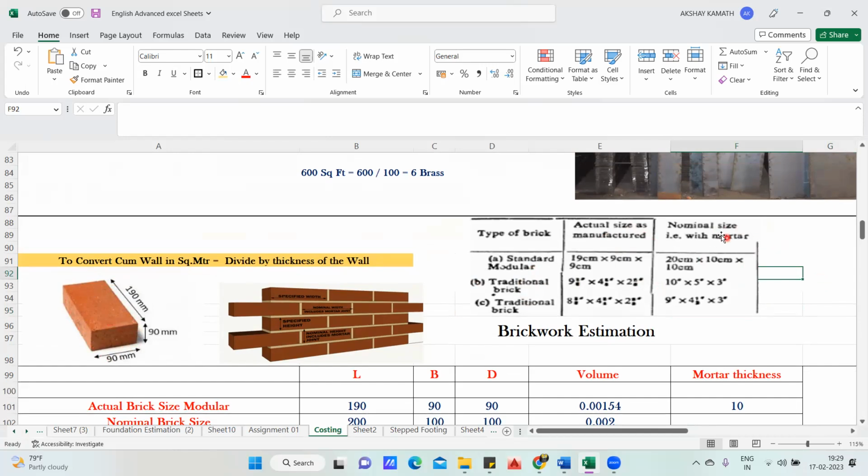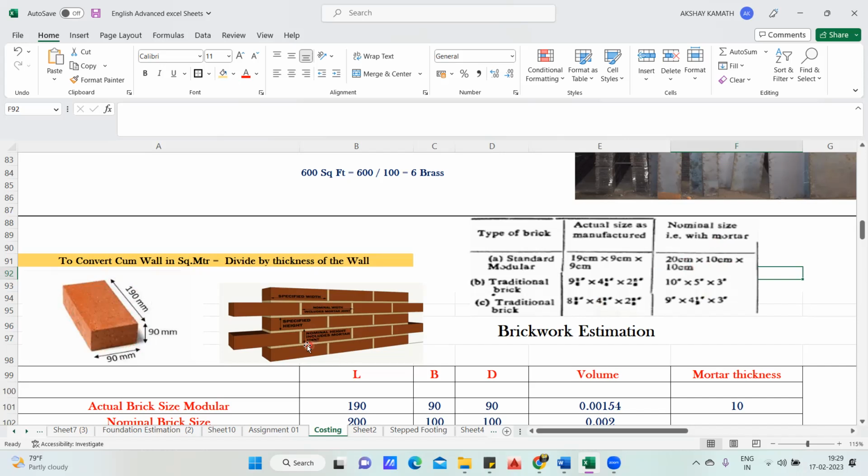And there is another called the nominal size, that is with mortar. Whenever you place the brick, you add mortar into that, right? You can see the mortar here. So when you place it with a mortar, we call that the nominal size. The nominal size of the brick will be 20 centimeter by 10 centimeter by 10 centimeter, which means it will be 200 mm. You add 10 mm extra: 190 plus 10 is 200. So this will become 200 mm. Height also will become 200 mm. The width will become 100 mm.